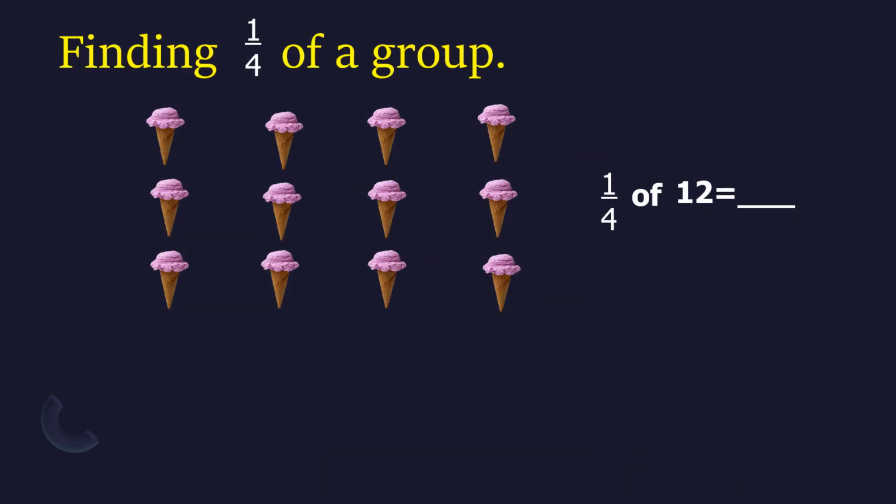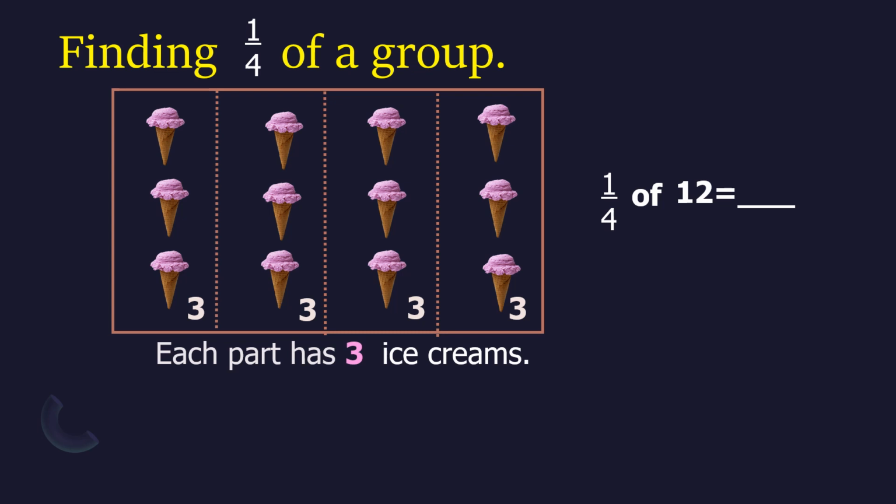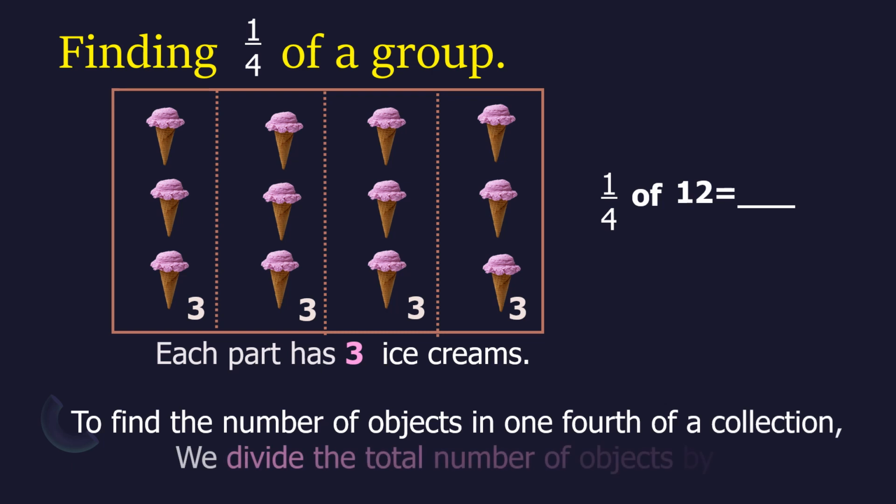How will you find 1/4 of a group? The same thing. See here we have 12 ice creams. To find 1/4 we should divide this into 4 equal parts. So how many ice creams are there in each part? 3. So 1 by 4 of 12, that means 12 divided by 4 is equal to 3. So the whole divided by the number of parts, you will get the number of things in each part.